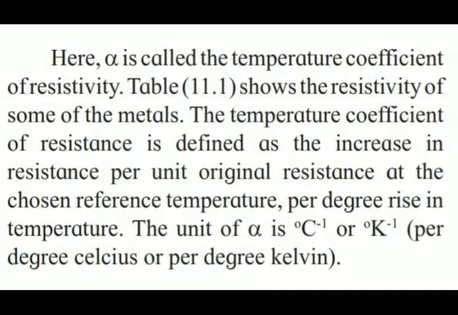As we know, R is the original resistance, R naught is the initial resistance, T is the original temperature, T naught is the initial temperature. So how can you define it? It is defined as the increase in resistance per unit original resistance at the chosen reference temperature per degree rise in temperature, and the unit of alpha is nothing but per degree Celsius or per kelvin.